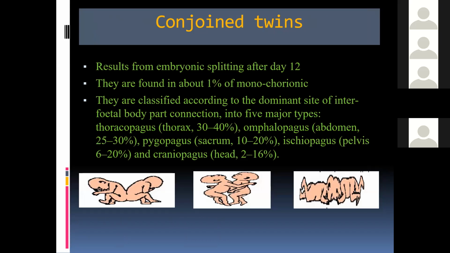And then we end up with conjoined twins, and conjoined twins for us is such a difficult condition. As we said, it's a form of monochorionic twin, a form of its complications. Usually they join each other at the region of the chest and abdomen. Rarely they join each other at the regions of the heads or at the regions of the sacrums.